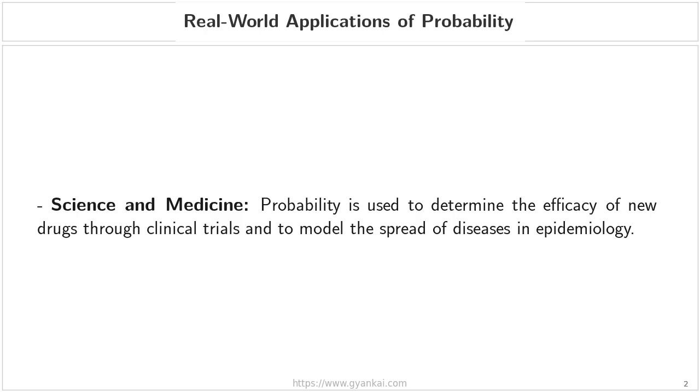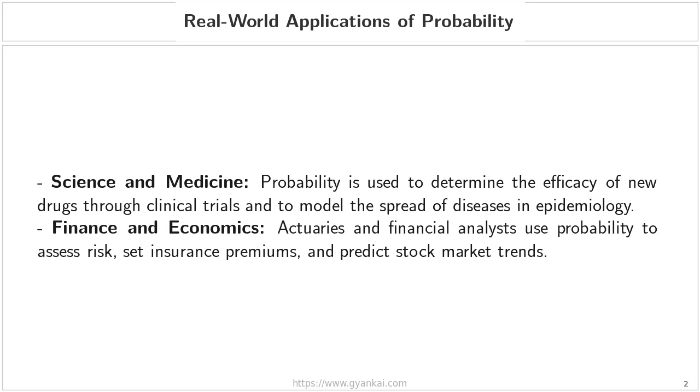In the fields of science and medicine, probability is essential for determining the efficacy of new drugs through clinical trials, and for modeling how diseases spread through a population. Moving to finance and economics, professionals such as actuaries use probability to assess risk, which allows them to set insurance premiums and predict fluctuations in the stock market.